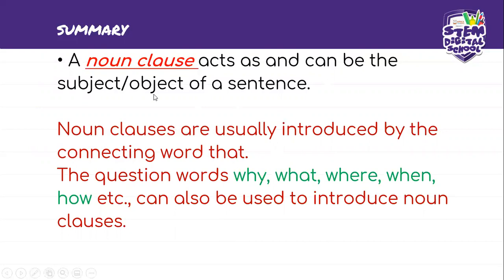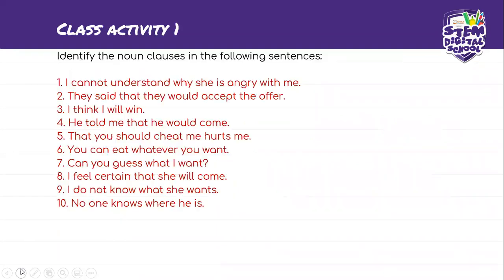Since a noun clause acts as a subject or an object, you should also remember that noun clauses are usually introduced by the connecting word that. Sometimes question words such as why, what, where, when, and how can also be used to introduce noun clauses. Now we are ready to start with the activity.